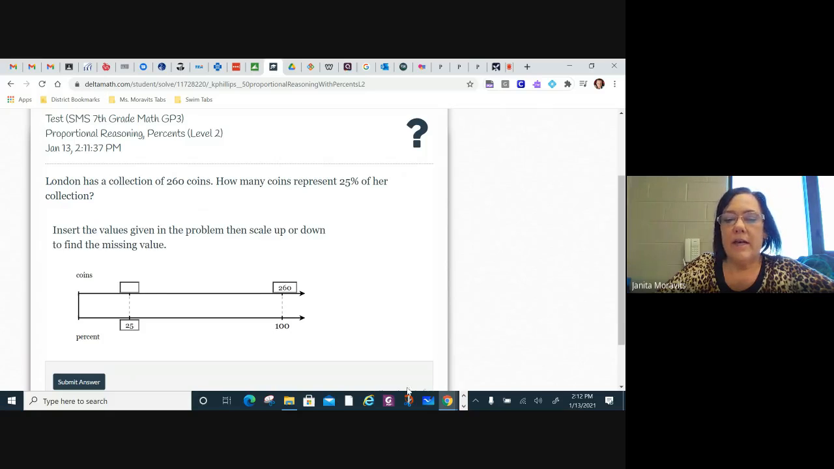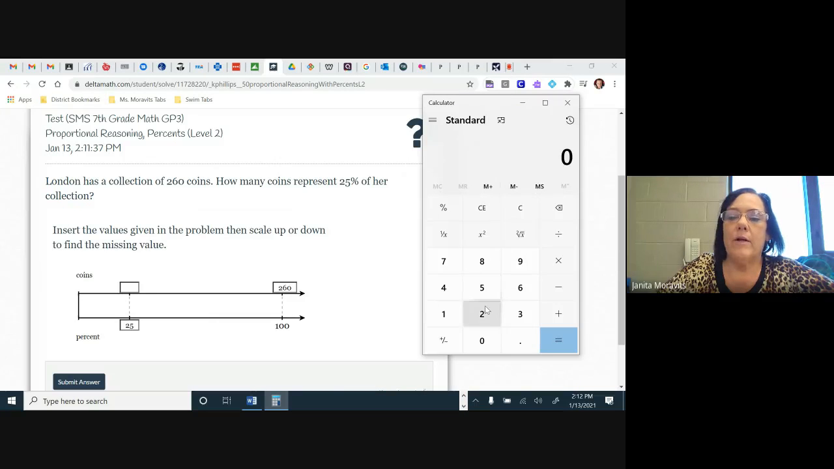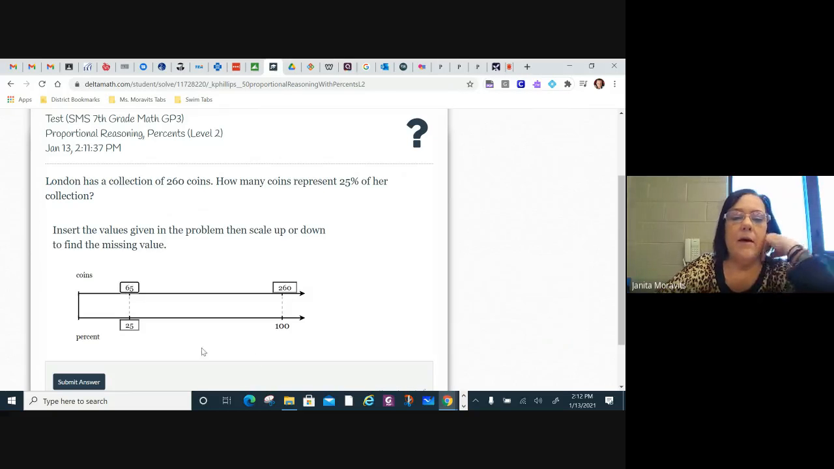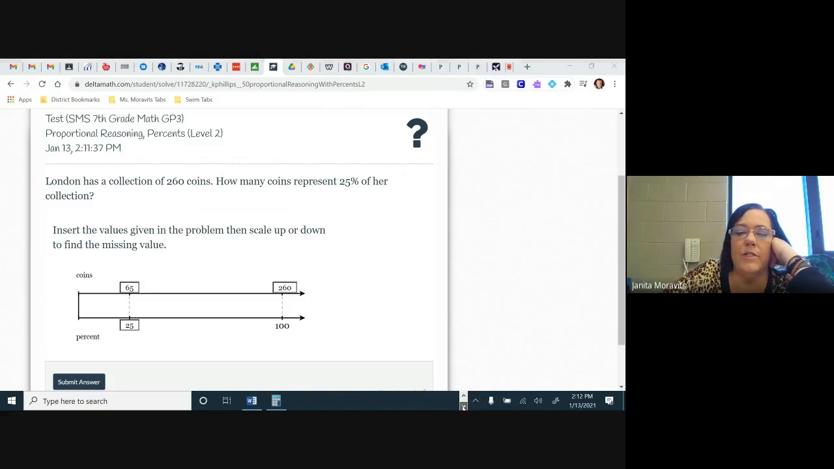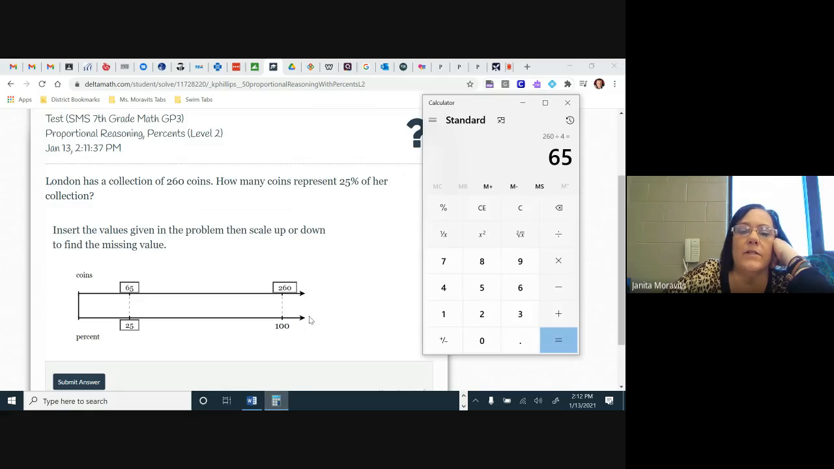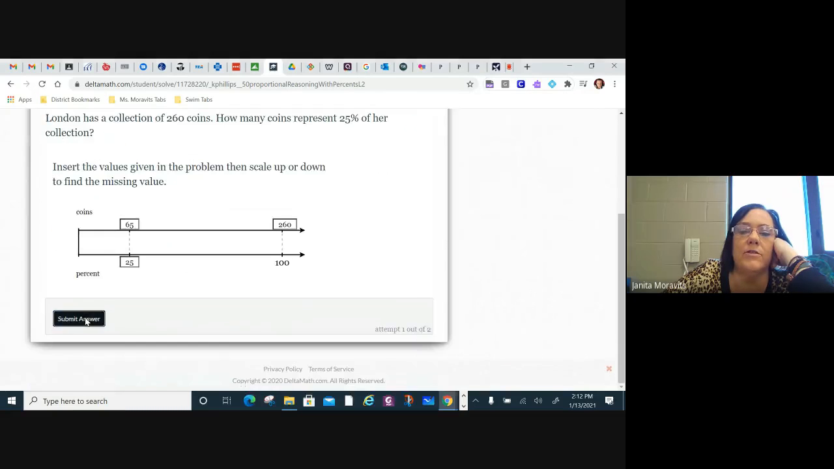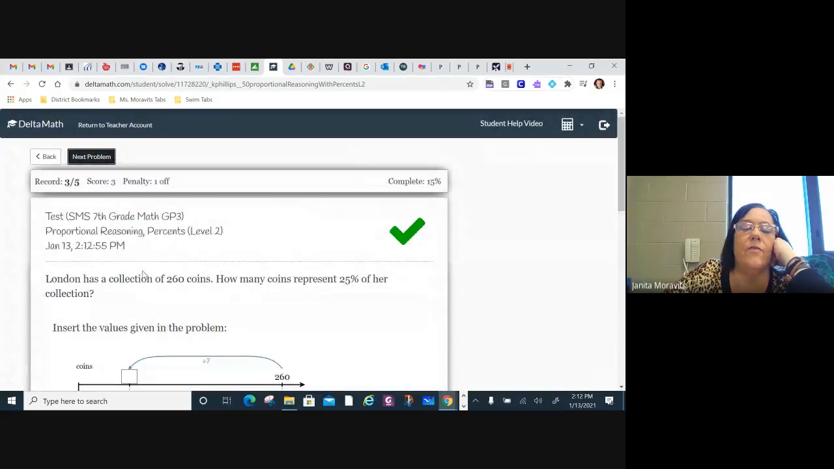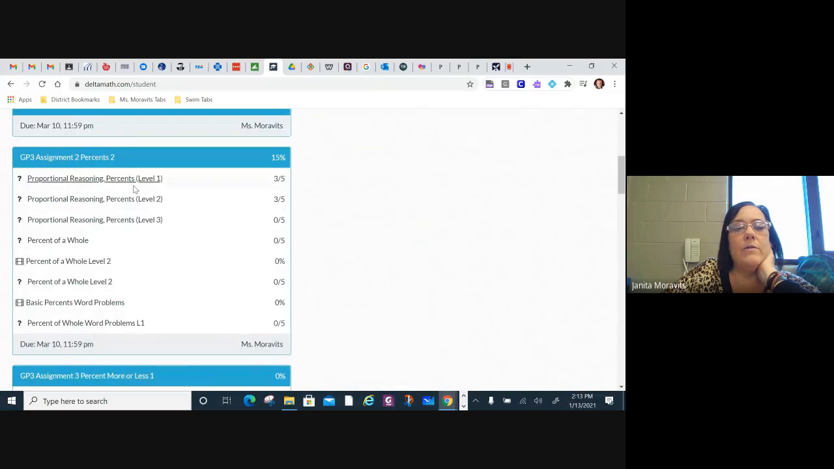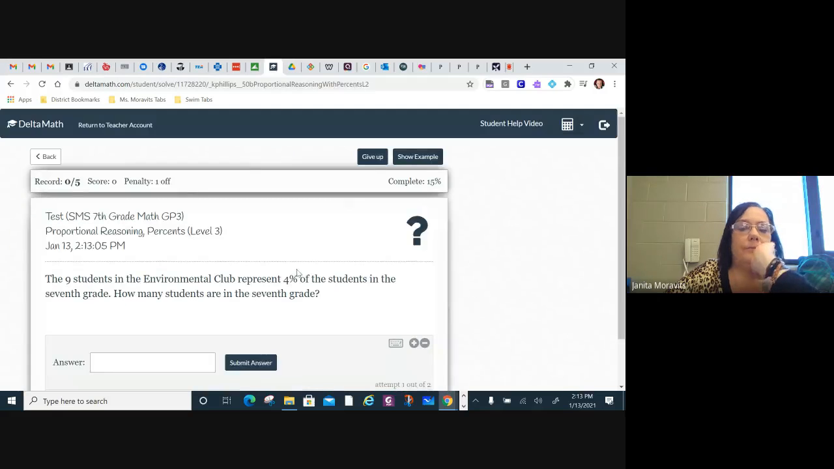So now we need to take that 260, and we will also divide it by 4. 260 divided by 4. And that will tell us how many coins make up 25% of his collection. So let's try that answer. So far, so good. We are rocking right along. All right, so that was level 2. Now we're going to look at level 3.